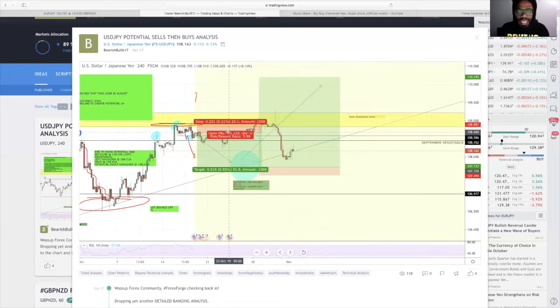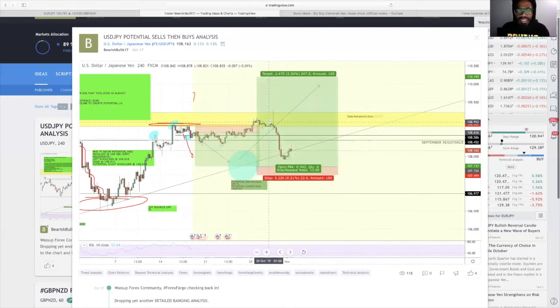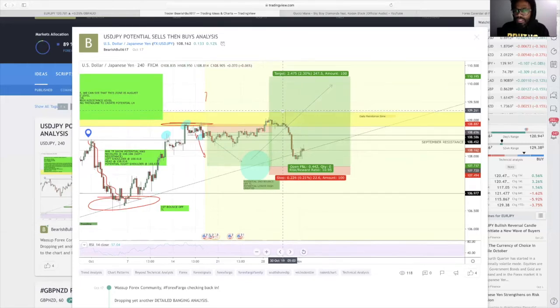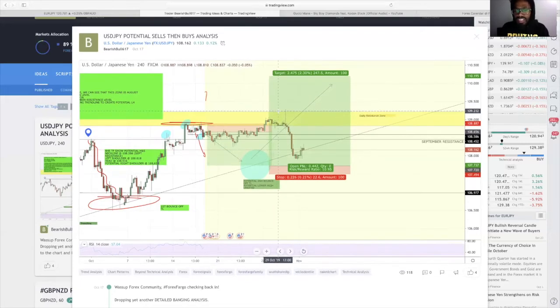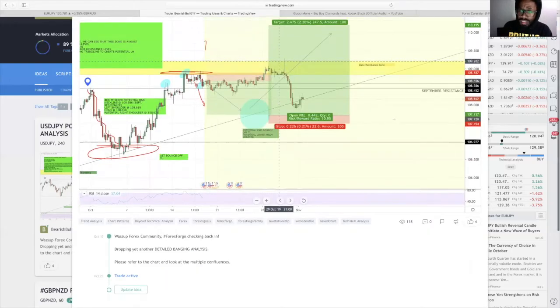Now, we got stopped out on the sell position because price did what it did. It wicked all the way up to the top of our zone, our daily resistance level, but our daily resistance level was already marked. So did we necessarily lose out on the trade? I consider this a small loss, not a real loss, because we identified the overall trend.